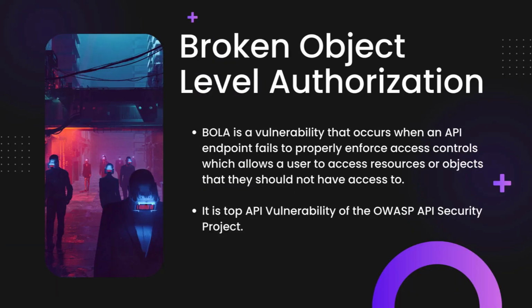BOLA is a vulnerability that occurs when an API endpoint fails to properly enforce access controls, which allows a user to access resources or objects that they should not have access to. It is a top API vulnerability of the OWASP API Security Project, so it is very important to test for it. Let's have a look at BOLA by parameter pollution.